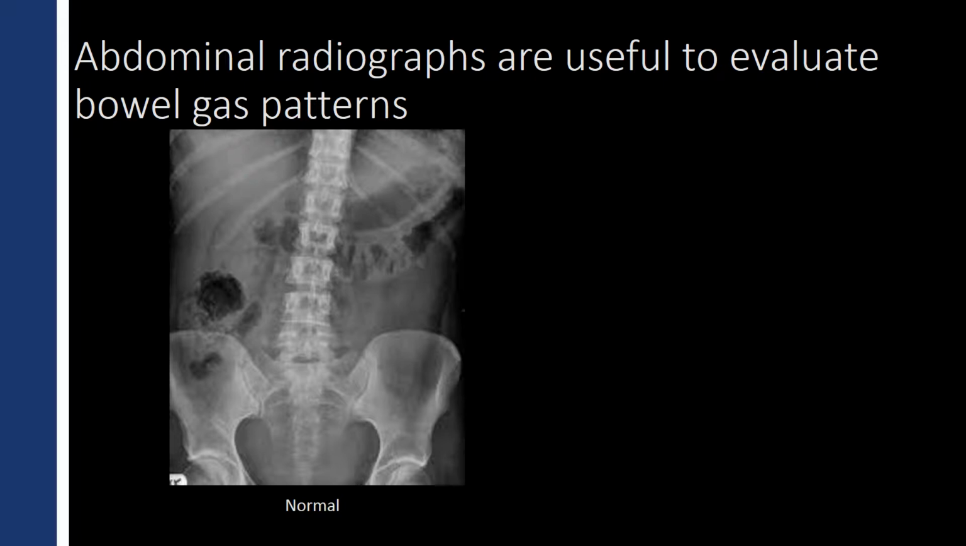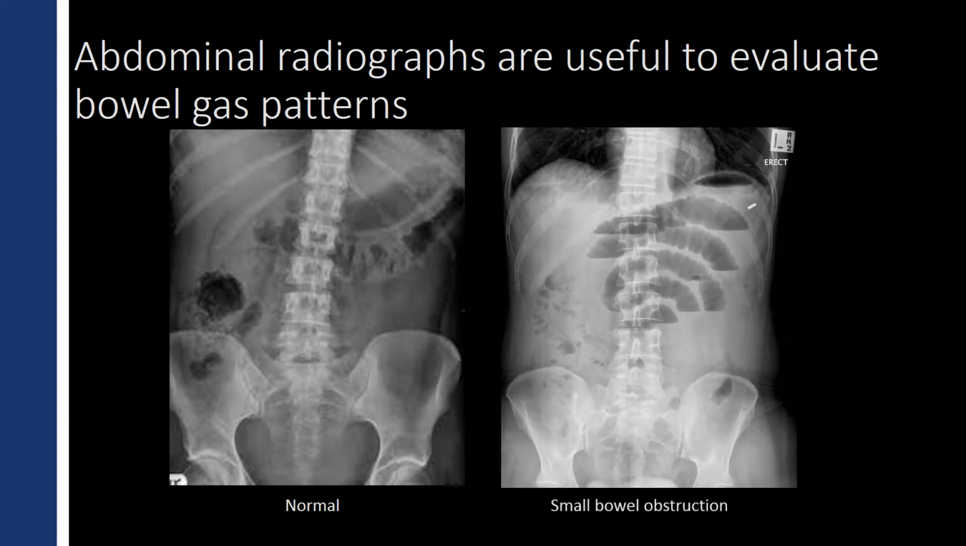Don't get into the trap where you think that any gas whatsoever within the small bowel is abnormal, because it's just not. It has to be quite a bit of gas within the small bowel to be abnormal, like we see here. Now this right image is a small bowel obstruction.